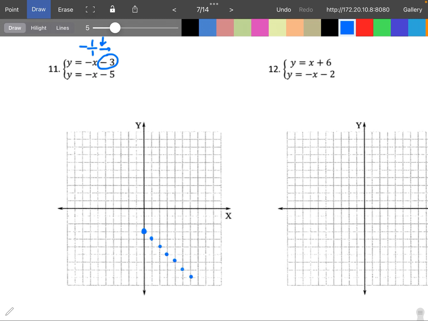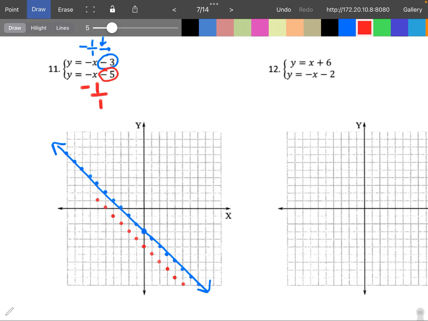Till you run out of room. You can go the other way too, but you always start on the y-axis first. And then get that ruler. Okay, the second equation, we're going to start at -5. And then this is the same idea. It's got the negative there, so it's 1/1. So down 1, right 1, just like this.